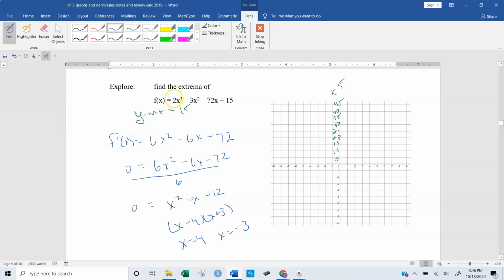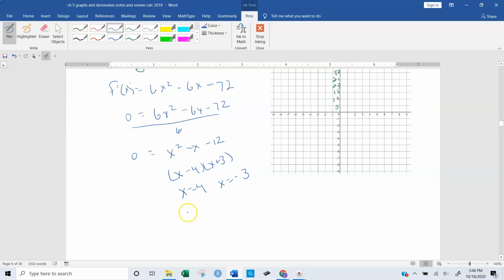Also, I forgot to draw my original. It's going to end positive, so I think it's going to go like this. So my first one should be a max and my second one should be a min. Let's see how we're doing here. So we're going to go through -3 and 4. Let's plug in 0, -4 and 5.